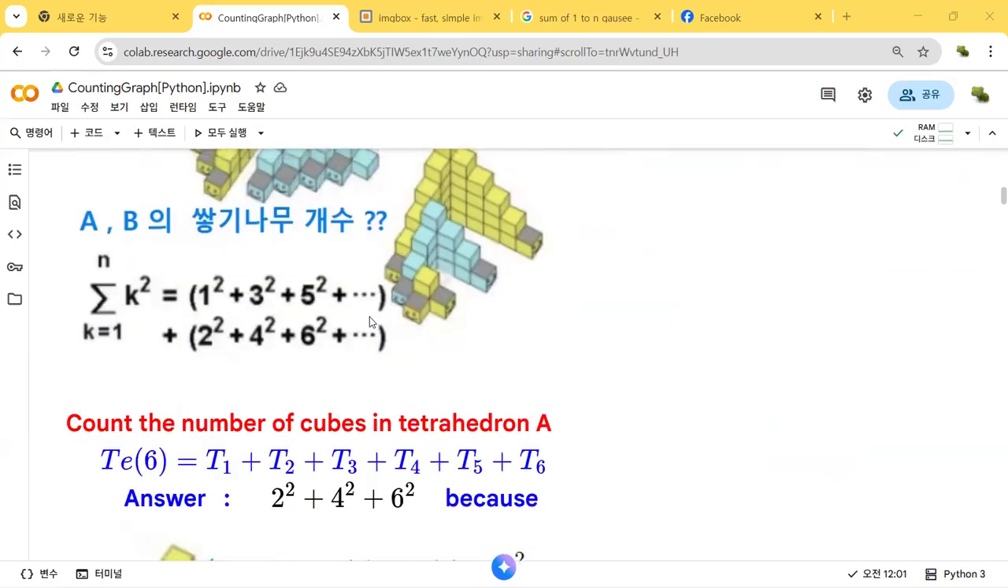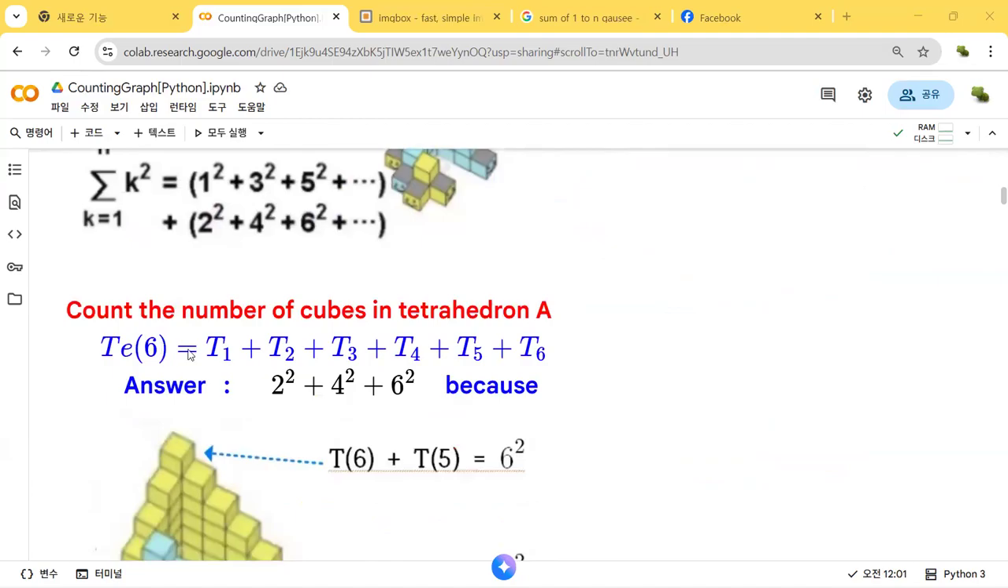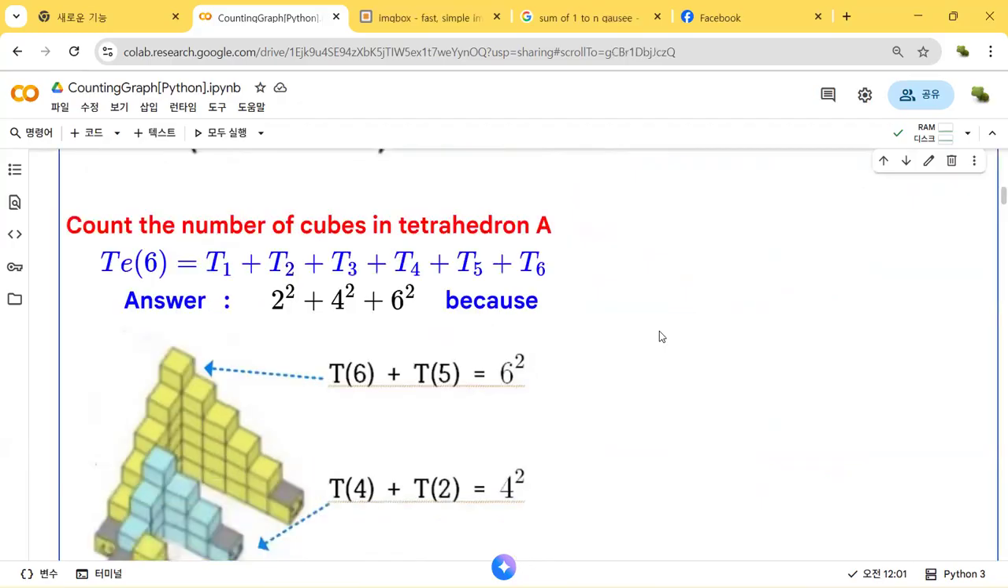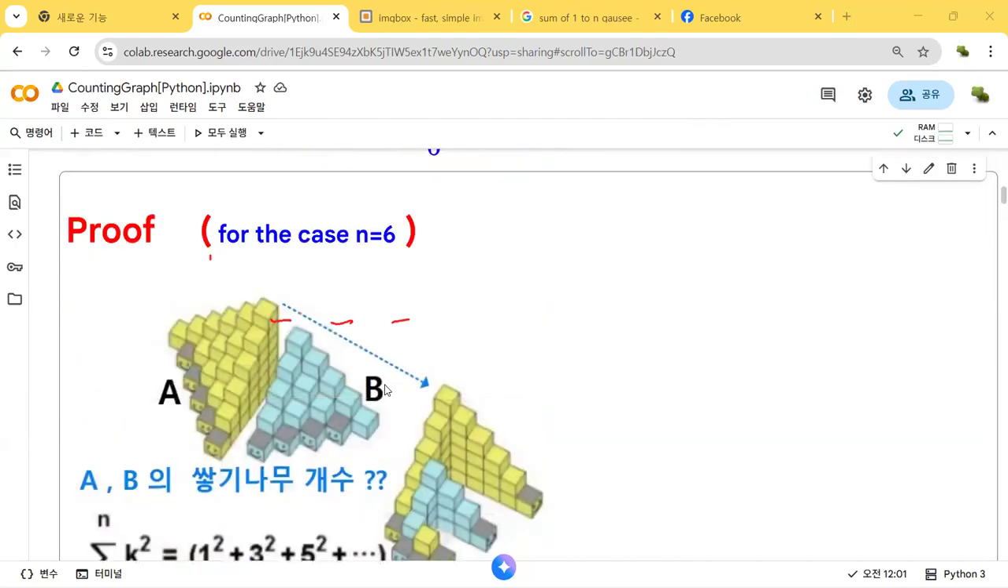Then let's say, tetrahedral number 6 is by definition this one, and then we will show that that is the sum of 2 squared, 4 squared, and 6 squared. Okay, the why. Tetrahedral number 6, from this one.